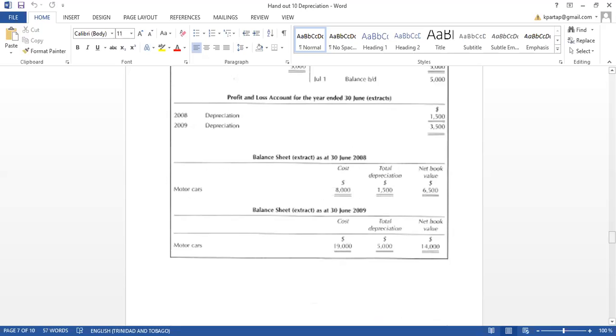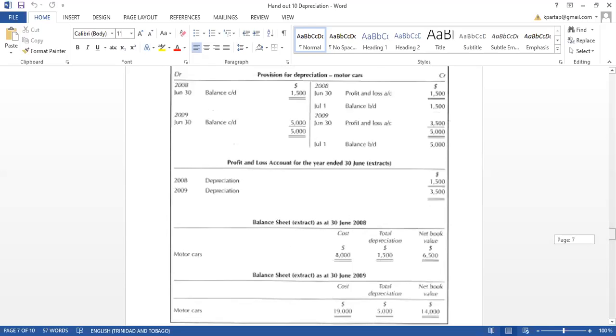It's the same thing with the balance sheet. In the first balance sheet, 2008, they give you the cost 8,000 minus the 1,500, the net book value 6,500. In 2009, the cost 19,000, so that's the total cost of the two vehicles, the total depreciation in 2009 would have been 3,500.